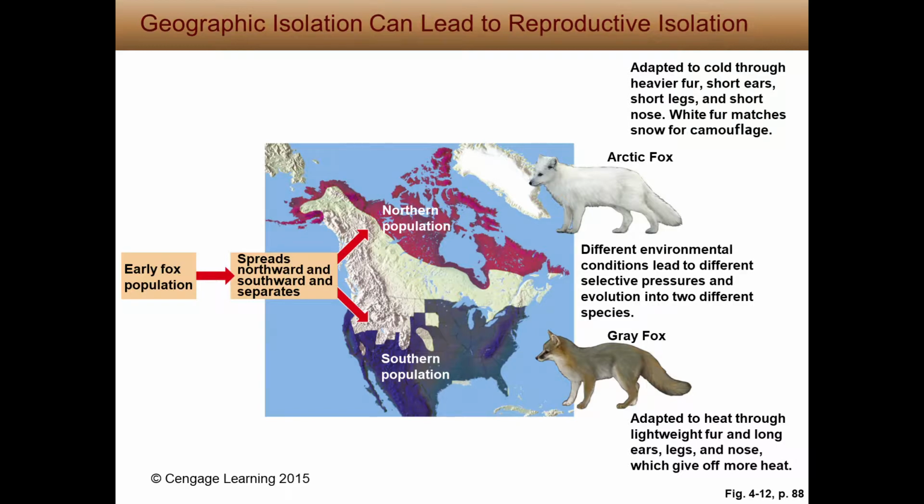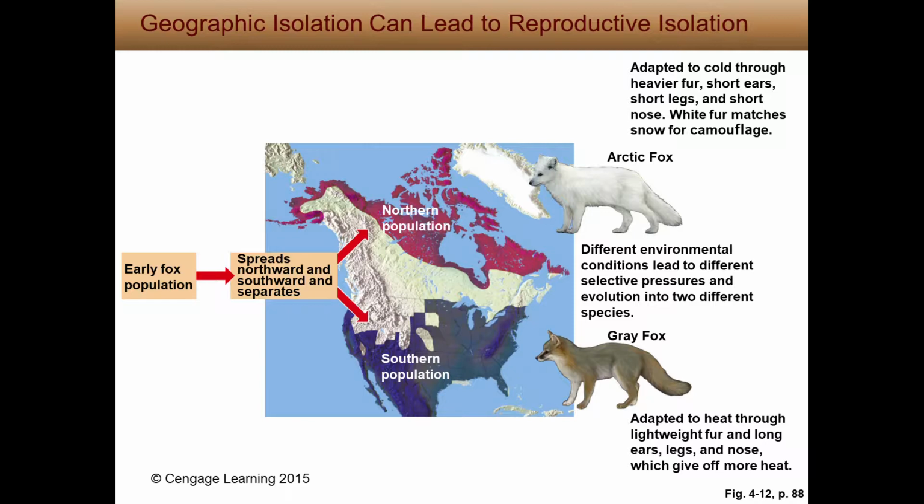So this is our example of a fox. If you look right here, that's going to migrate and split. Half goes north and half goes south. The one that ends up in the north looks a little different. Closer to the ground for warmth, thick fur, and blends in with the snow, so it has white fur. The gray fox, which we have down here, is better suited and better camouflaged to a woodsy area and has more lightweight fur. Great example of geographic isolation.